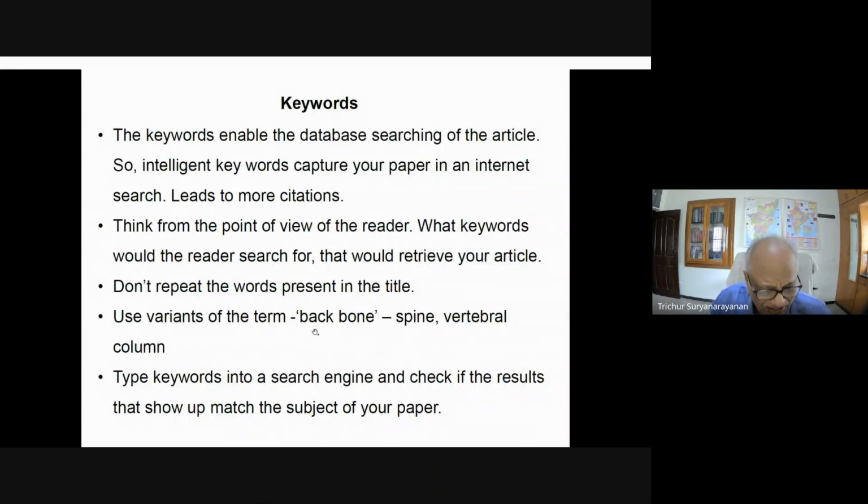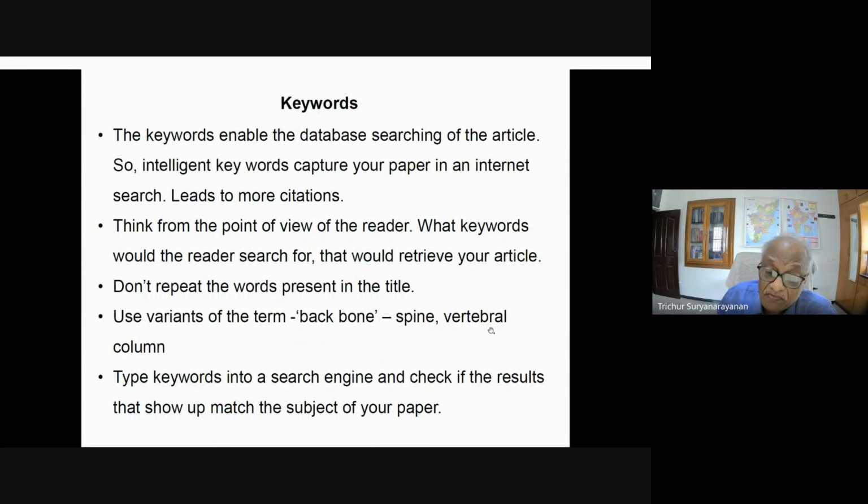Menopause. Suppose that is the title of your paper. Backbone is the main thing. In the keywords, you use spine or vertebral column, which refer to this. So if I type backbone, your paper will be recovered, or I would be able to see that on the internet. Instead, if I write spine, still it will pick your paper.